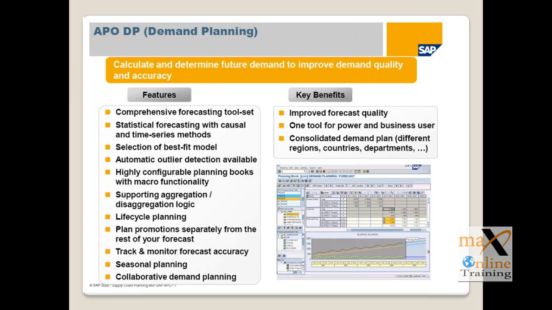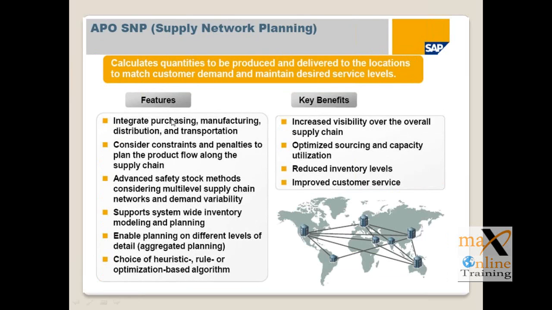And SNP. SNP integrates purchasing, manufacturing, distribution and transportation. Normally, other software has a lot of limitations for running MRP, which gives a requirement plan. So this is my forecast. Say for example, I need to produce 1,000 units for next month. What machine do I need to use, what components do I require, and how many do I need to produce per day? All this information we can get by running this plan.